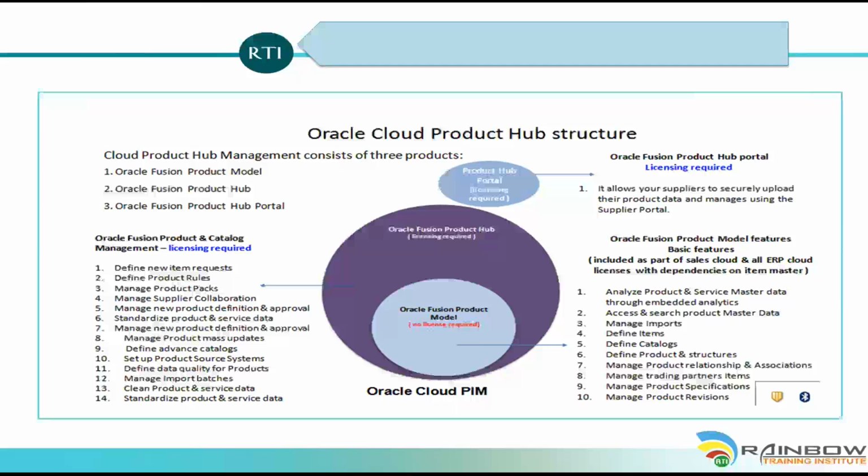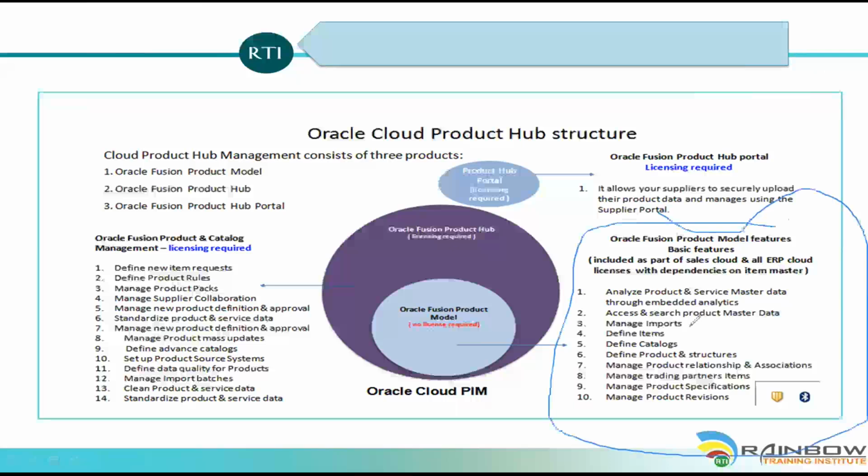Of these three models, one is a free license. You can see that the Oracle Fusion Product Model is a free license. Whether you take the financial license, procurement license, SCM license or any license, this product model is free. So all the item-related things we are going to maintain by your Oracle Fusion Product Model.